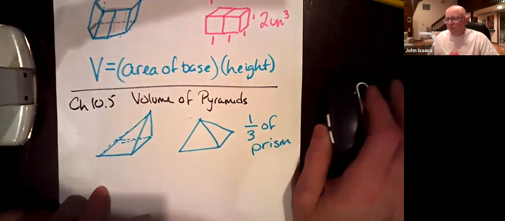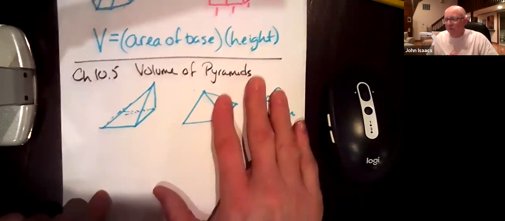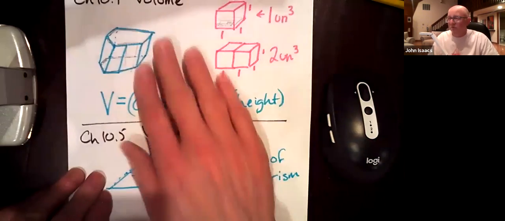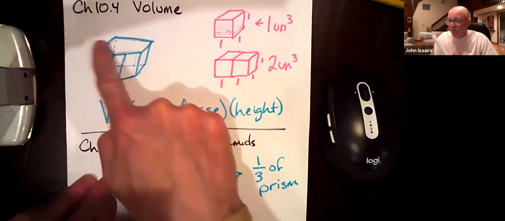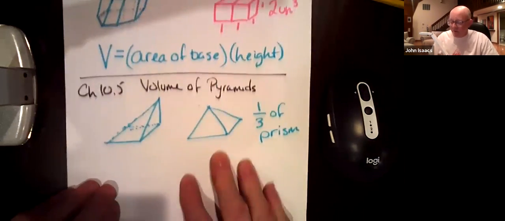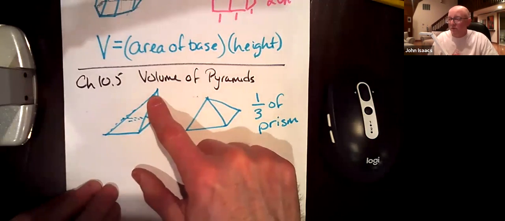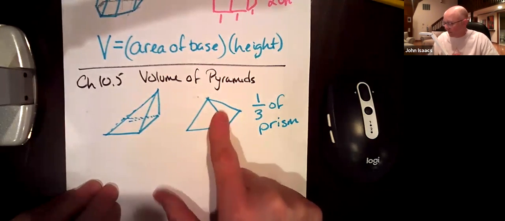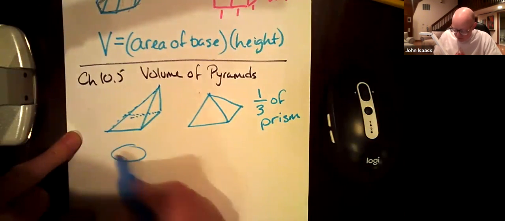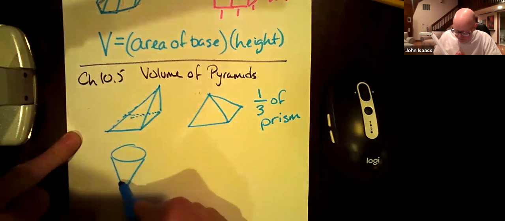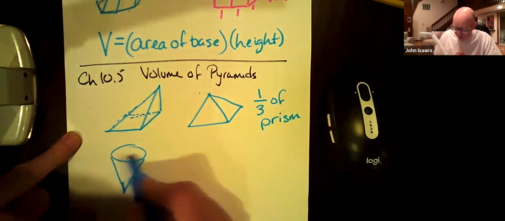Okay, so chapter 10.5 is about volume of pyramids. We just talked about volume of prisms, basically things that have the same base at the bottom as they do at the top. But a pyramid has a base and then it goes to a point. And actually a cone would have a base that goes to a point. We'd have a height here.